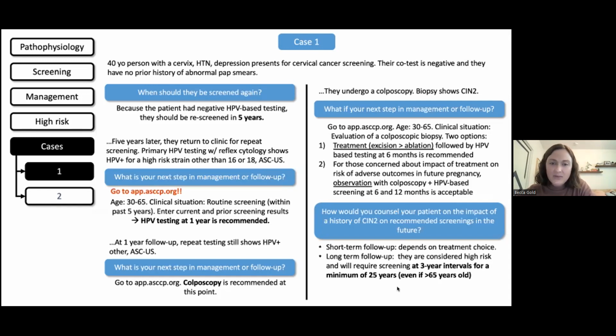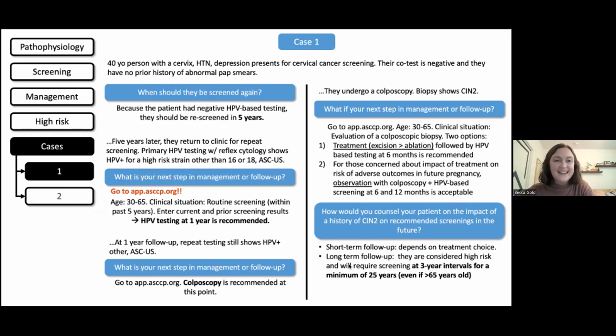So in the short term, it will really depend on what treatment option they elect to do. But just as Gina said, in the long term, these individuals really are considered at higher risk for developing cervical cancer. So they'll require screening at 3-year intervals. They'll never get to go back to the 5-year interval. And this will continue for a minimum of 25 years. And I would say this counseling has been something that's newer to me, but is really relevant for, I think you'll find, a surprising amount of your patient population, either because of immunosuppression or because of this history.